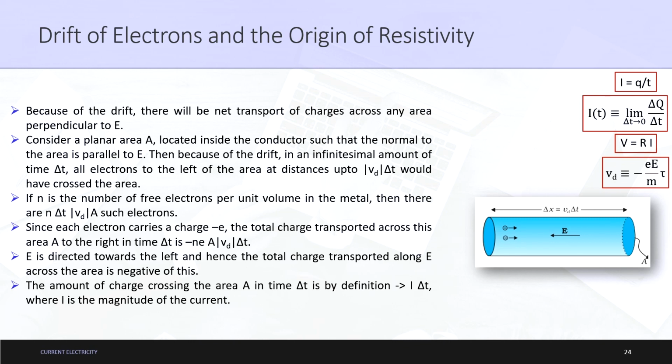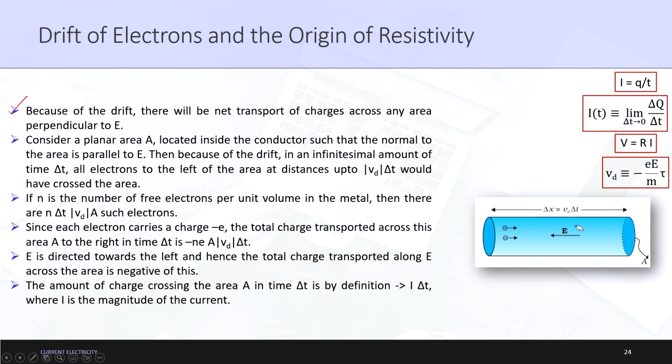Because of this drift, there will be a net transport of charges across any area perpendicular to E. Let me change the color first. Assuming everything on this conductor, there will be a net transfer of charges through an area, let us say this is that area. This is a cross section, and it can be anywhere here. This is that area being talked about here.